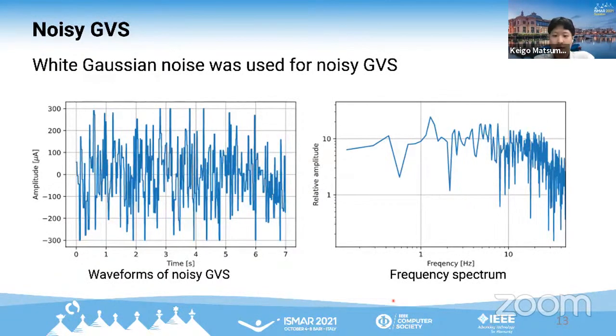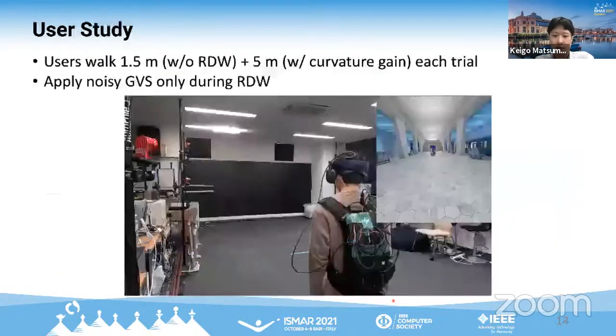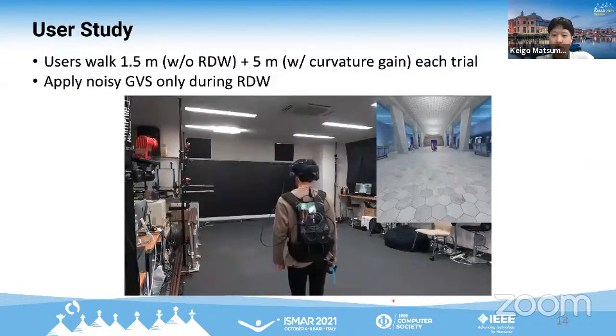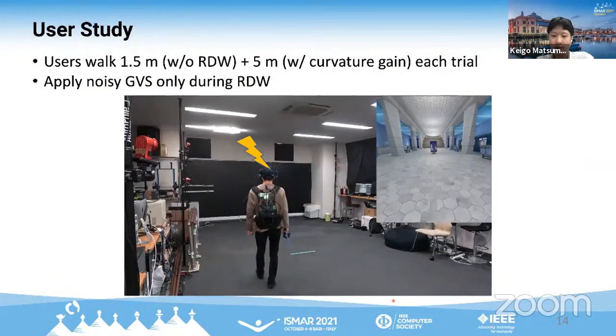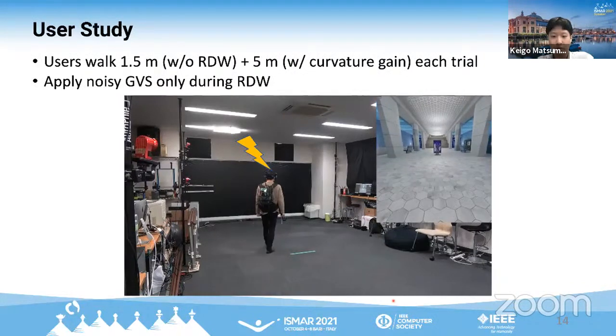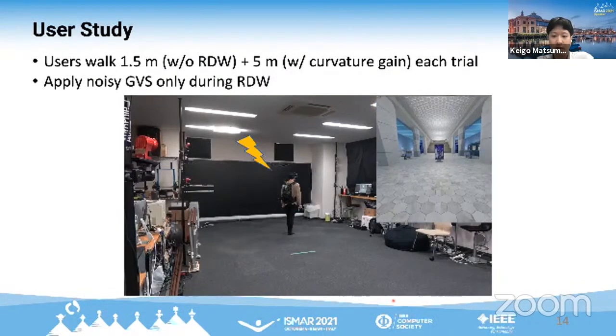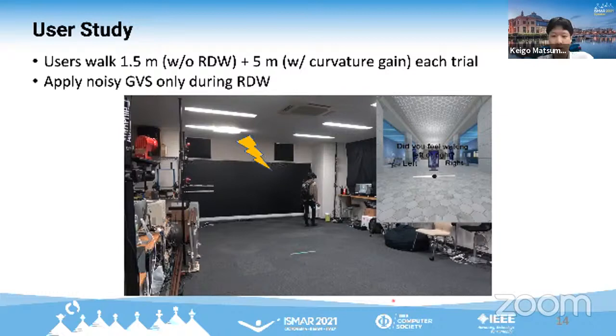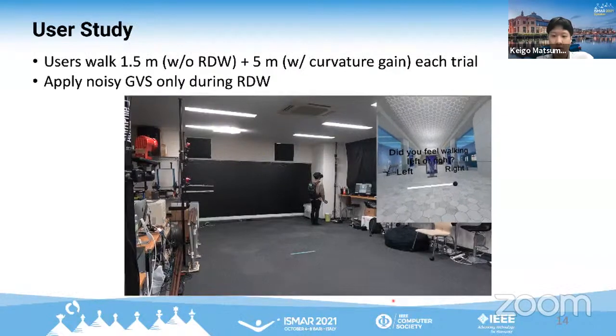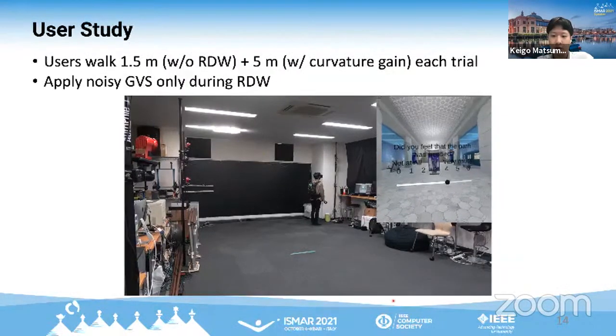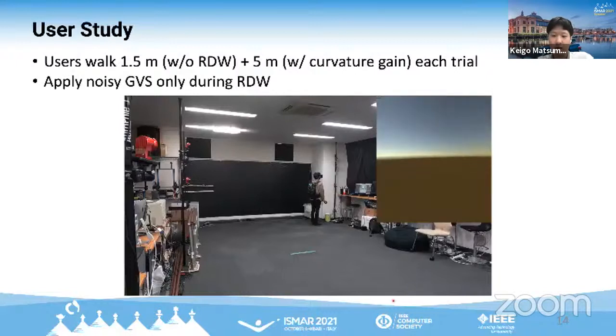And this movie shows a user study. For each trial, participants walk towards the stand for 6.5 meters, while the curvature gain is applied for the last 5 meters. After the trial, a questionnaire appears and the participant answers using the controller.